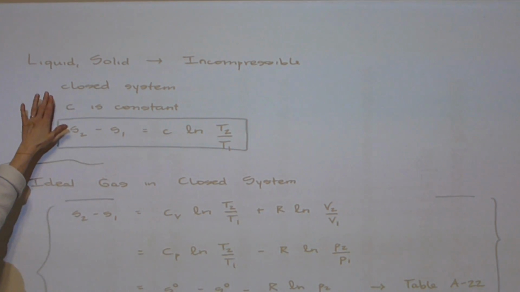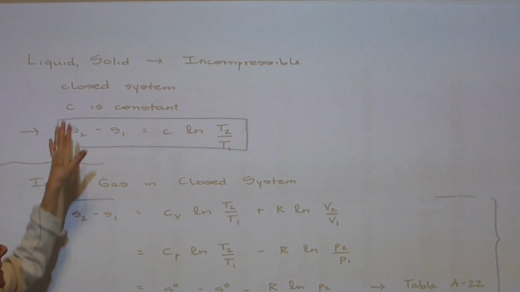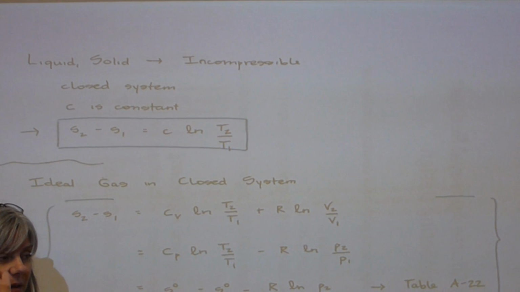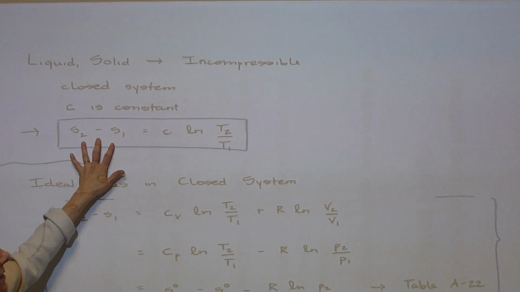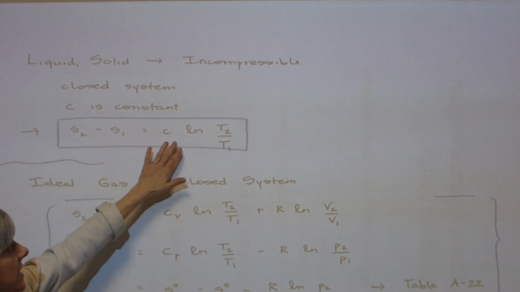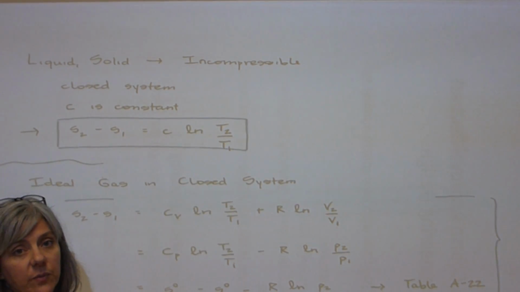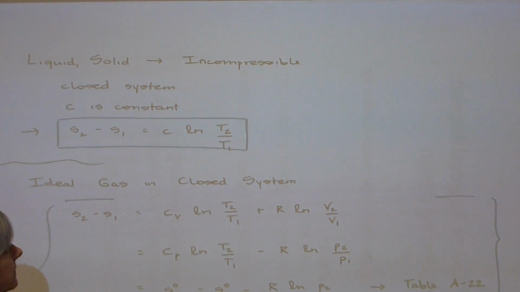So here we know this would be for a closed system and assuming that C is constant, which means we can't have too much variation, say, in temperature. So that here we know that the change in entropy is equal to C times the log of the ratio of the temperatures. All right, so that's pretty convenient.